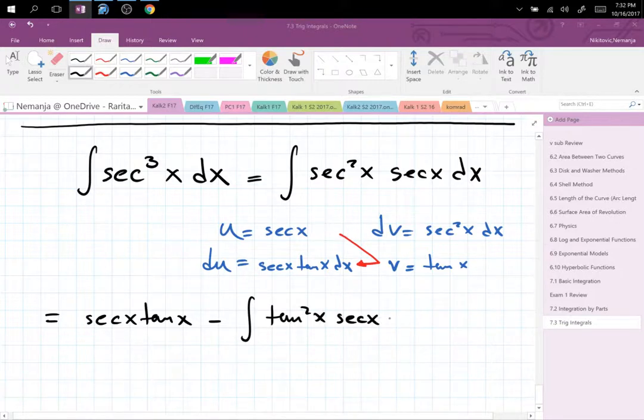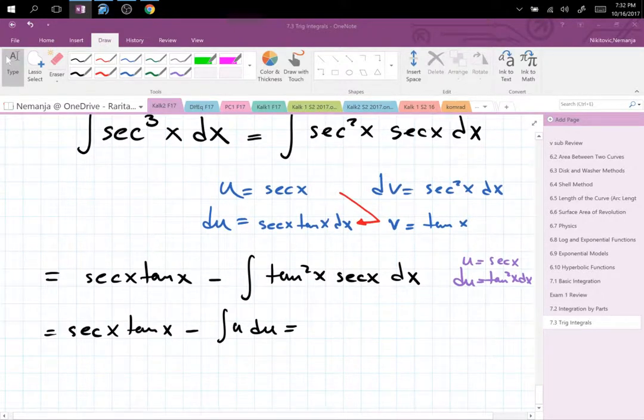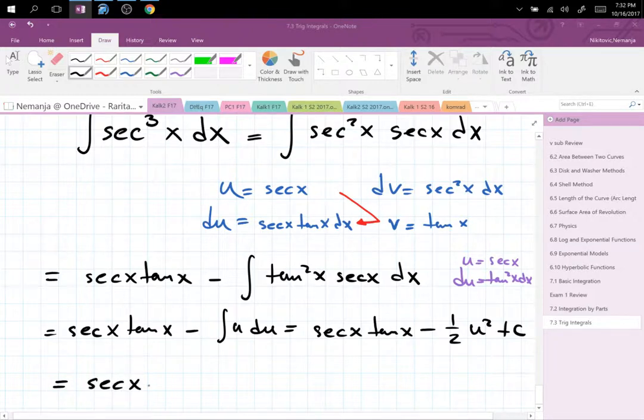So now, set up the formula, and you get secant x tangent x minus the integral of tangent squared x secant x dx. And now unleash u sub. The derivative of secant is secant tangent, so u is secant x, du is secant x tangent x dx. So we have secant x tangent x minus the integral of u du, which gives us secant x tangent x minus 1/2 u squared plus c, and bring back x. So secant x tangent x minus 1/2 secant squared x plus c.